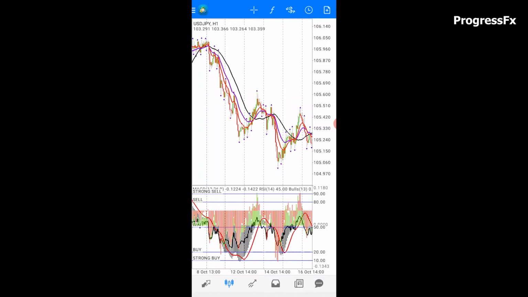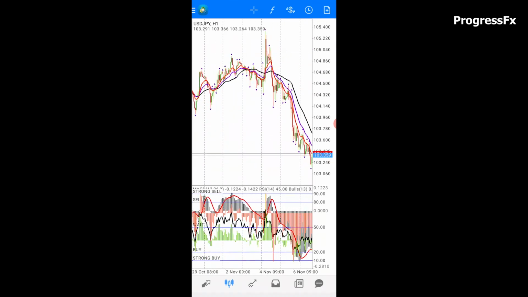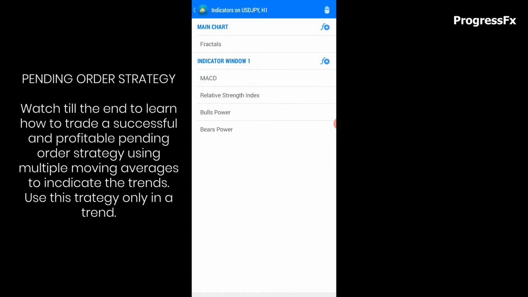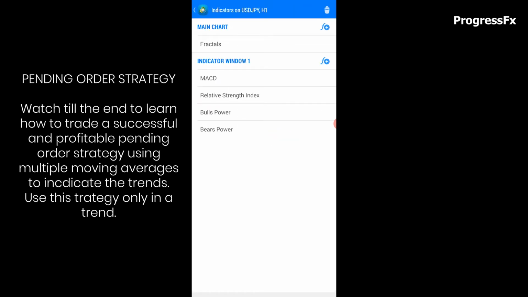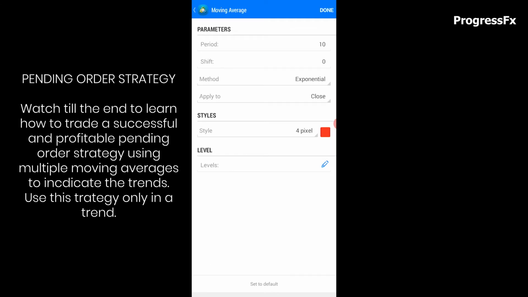A lot of people have been asking me how to set these moving averages. Before continuing with the review of the strategy, I would want us to delete these moving averages and apply them again. Let's take off the three of them. So you see the chart. Let's apply it again. The first moving average you will apply is the 10 moving average.